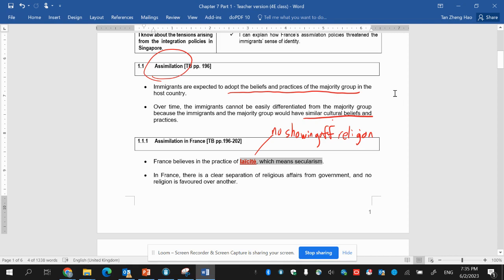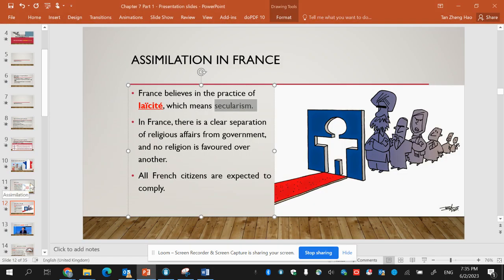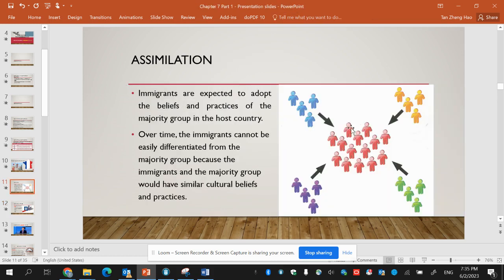For example, if you are a Muslim woman, maybe you shouldn't wear a headscarf. If you are Sikh, maybe you shouldn't wear a turban. Even if you are a Christian, you shouldn't be showing off your religion very much by wearing very big Christian accessories, maybe like a very big cross. That is France's version of the majority culture practices. If you want to come to France, you are expected to become like the French, practice and believe in the thinking of laïcité or secularism, and eventually everyone will become similar, like the red.